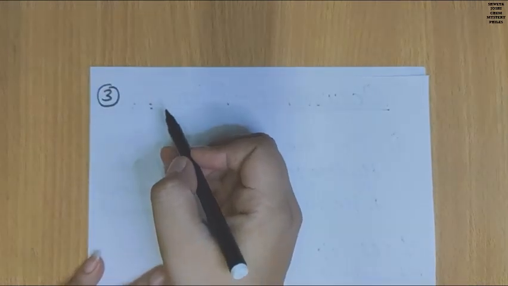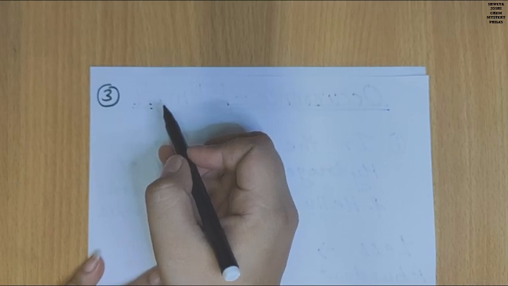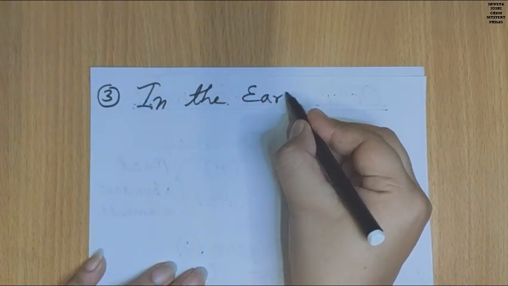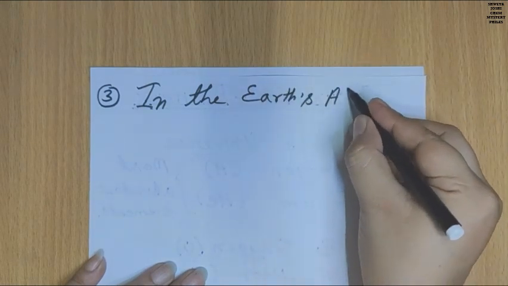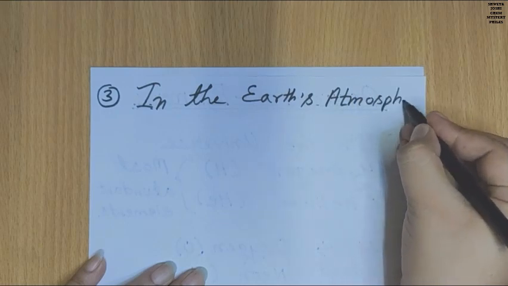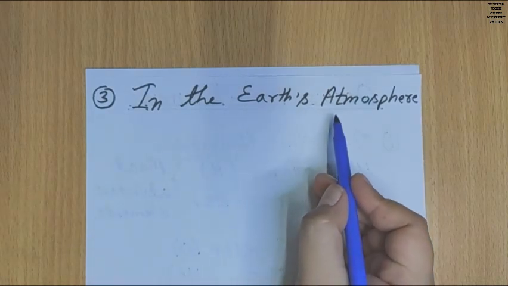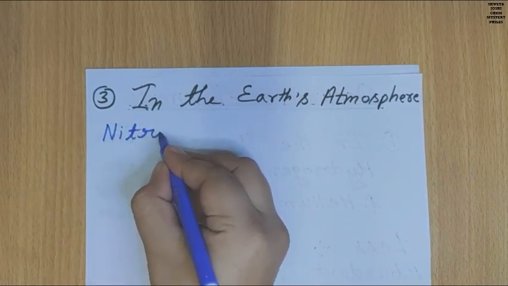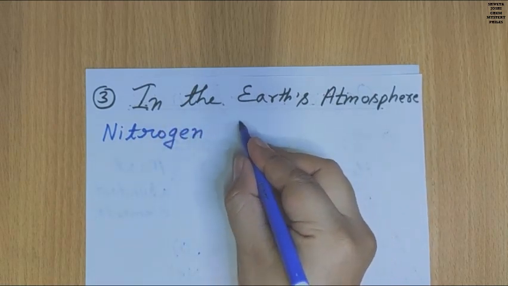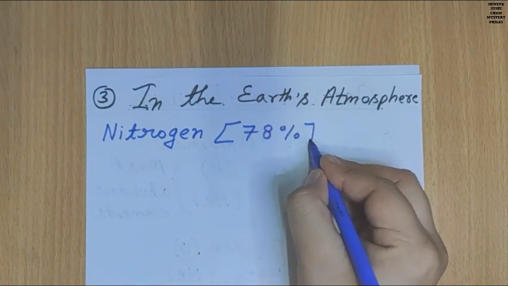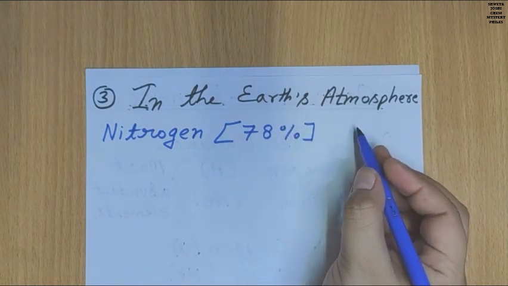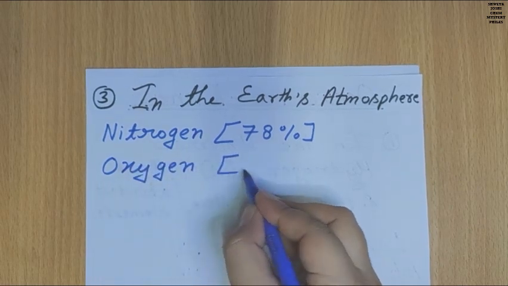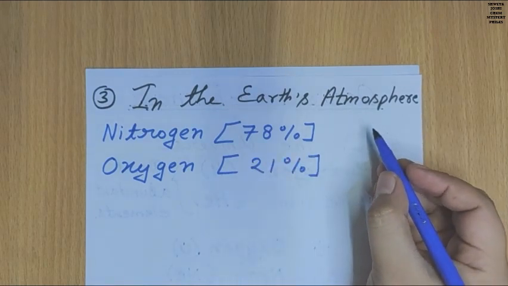Thirdly, we are going to cover the percentage of elements in the atmosphere of the Earth. In the Earth's atmosphere, the most abundant element is nitrogen. Around 78% of nitrogen element is present in the Earth's atmosphere. Next to it is oxygen. Around 21% of oxygen is present in the Earth's atmosphere.